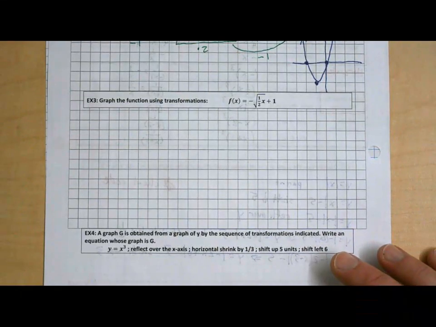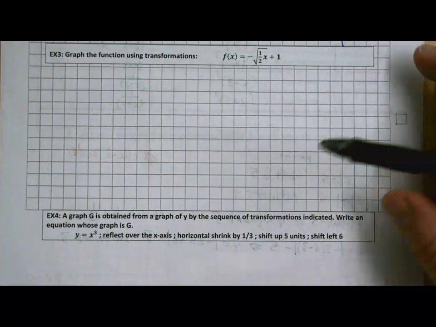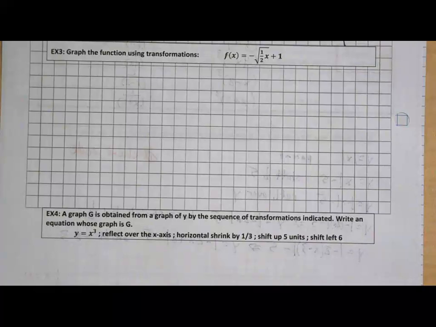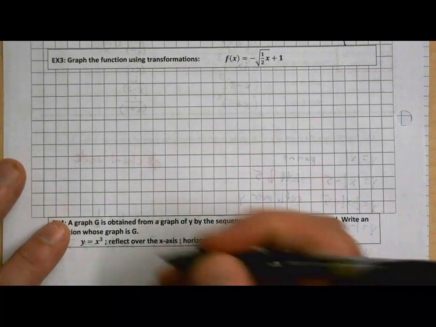All right, let's finish this one up. I think we just had the last two examples, right? All right, let's do it. So we're going to do this the same way that we did the last one. We're going to start with our parent function and track points as we go. So let's go ahead and get this started.